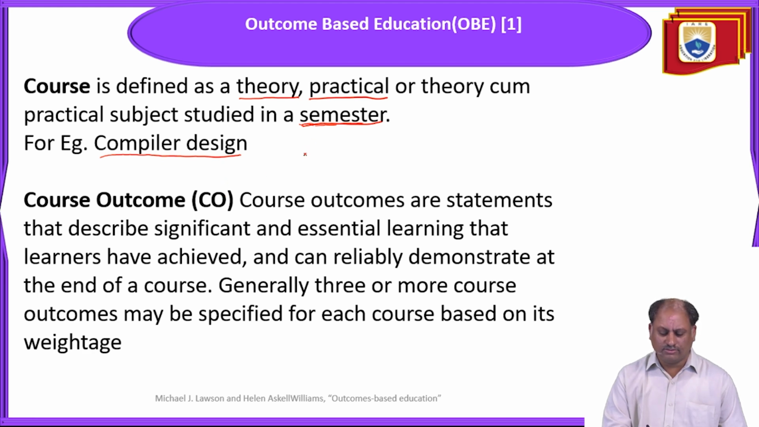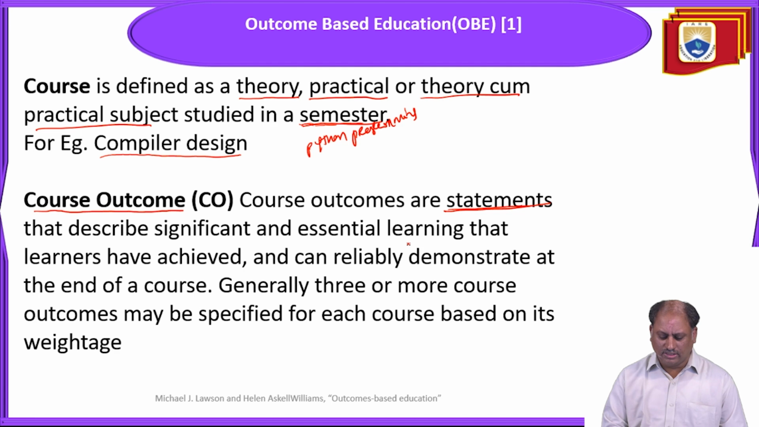And we have Python programming. This is a subject which is a theory cum practical subject. So like this, some courses are defined and designed according to the curriculum. Those we can call a course. Whereas course outcomes are statements to be described for each course.